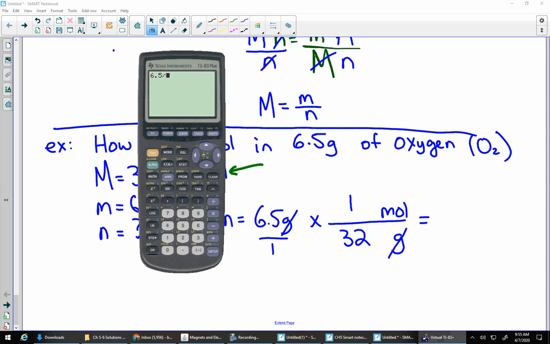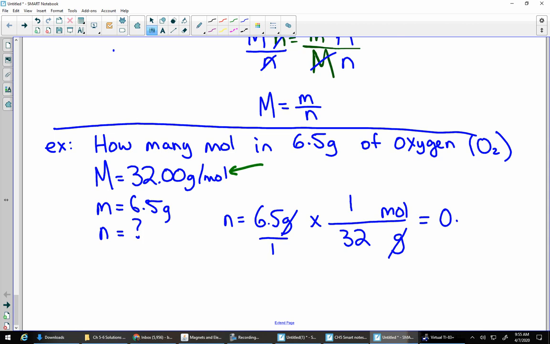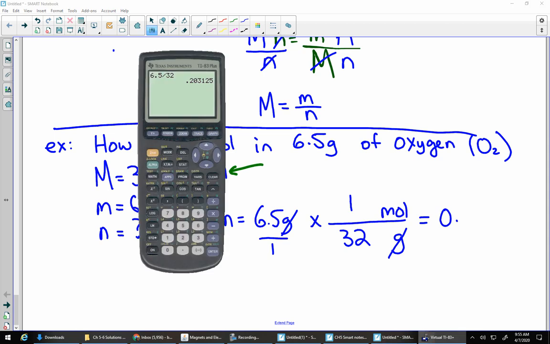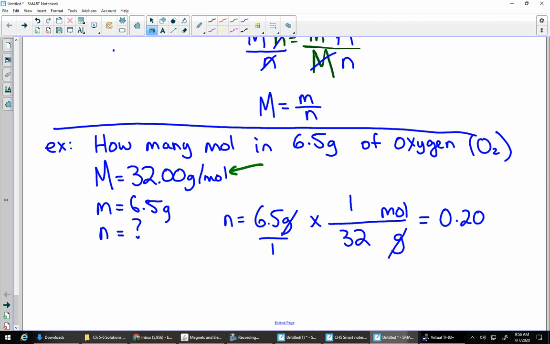6.5 divided by 32, same way that we did in the last lesson. 6.5 divided by 32 is going to be equal to 0.20. I've got 2 sig digs, so 0.20 moles of oxygen. Excellent.